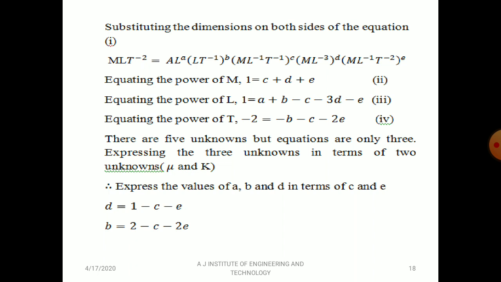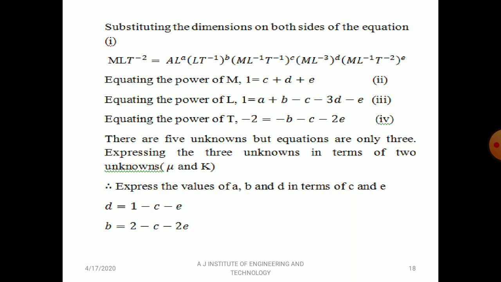Next, equating the power of L. Upon equating the power of L, on the left hand side we have L to the power 1. So 1 equal to, on the right hand side, L to the power B, L to the power minus C, L to the power minus 3D, L to the power minus Z. So I get expression 3 as 1 equal to A plus B minus C minus 3D minus Z.